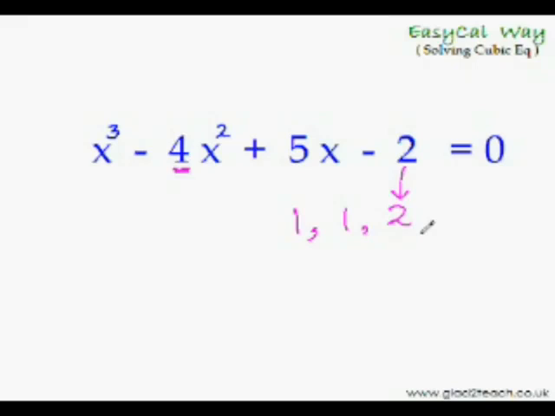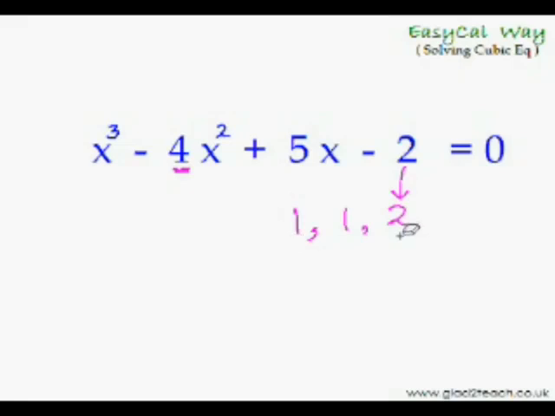Now since the sum or the difference of these three factors should be -4, that means we can adjust the signs. This would be -1, this would also be -1, and this would be -2. As -1 -1 is -2, and -2 -2 is -4, and that takes care of the negative product as well. See, -1 times -1 is +1, and +1 times -2 is -2. That is a -2. So that means these are the three factors. Just change their signs and you get the three roots.